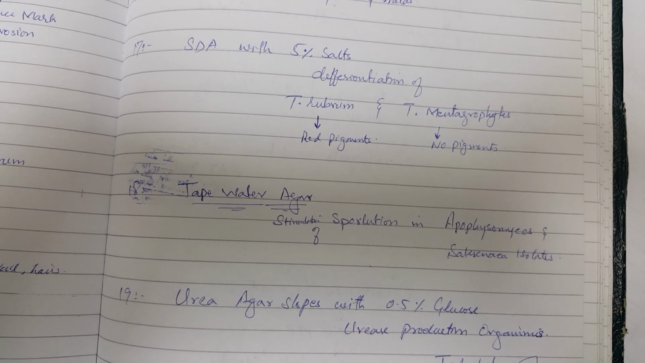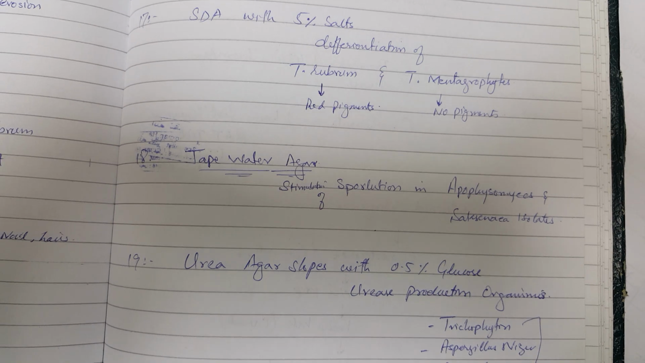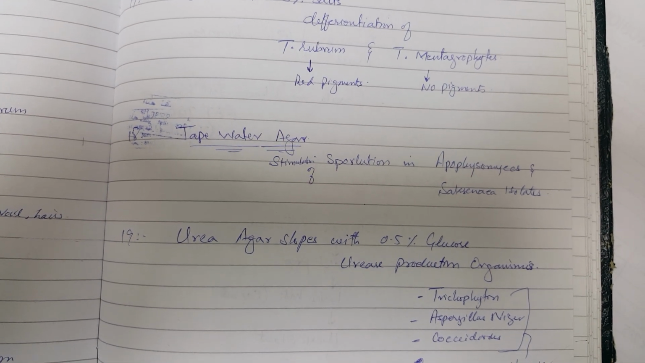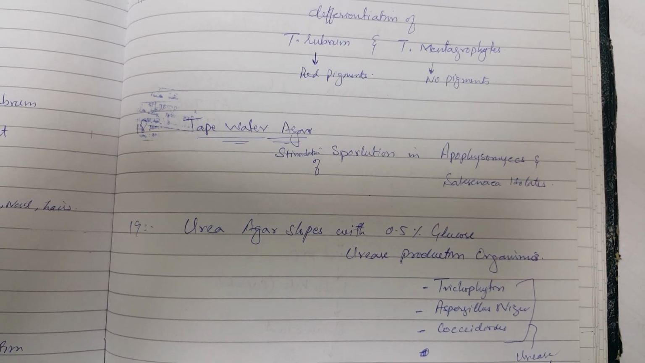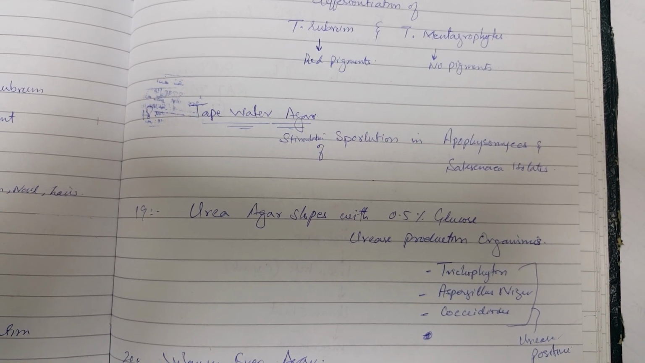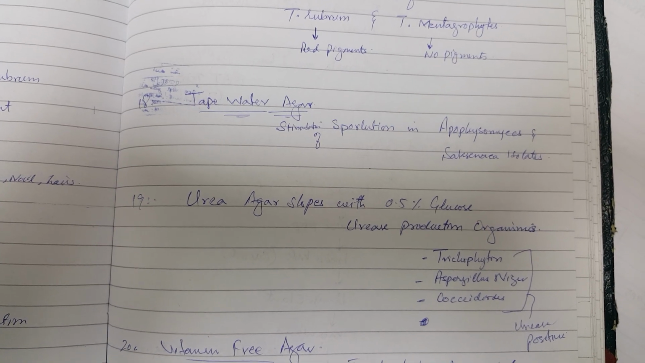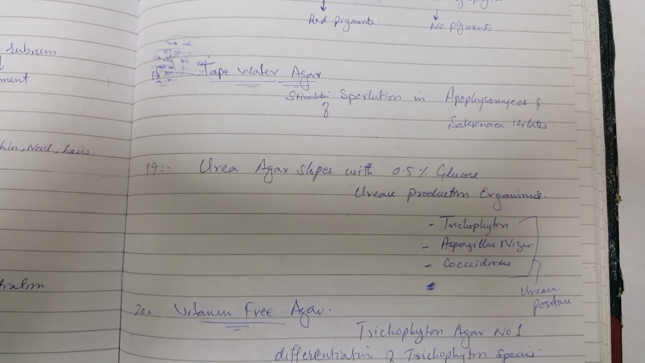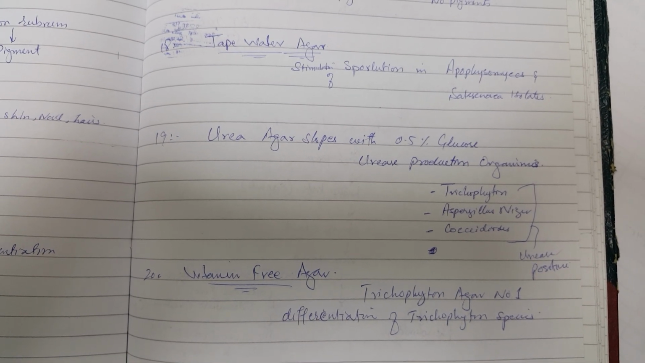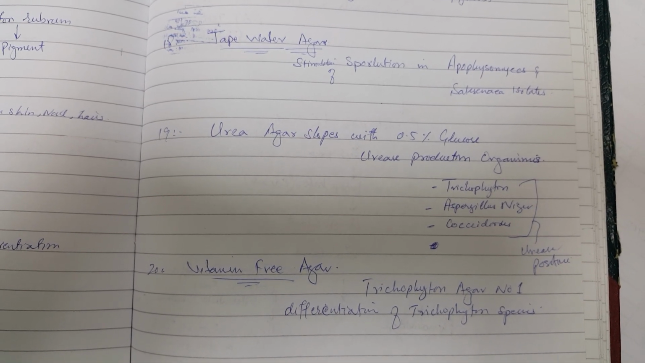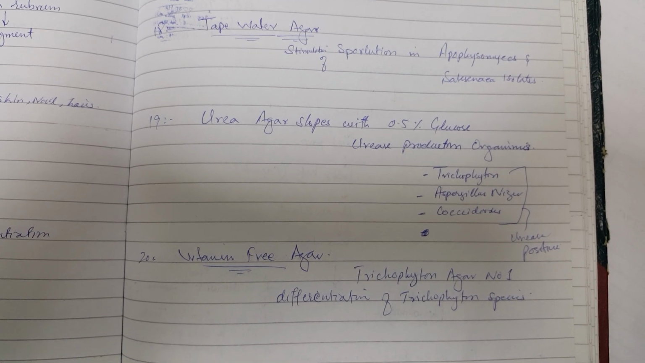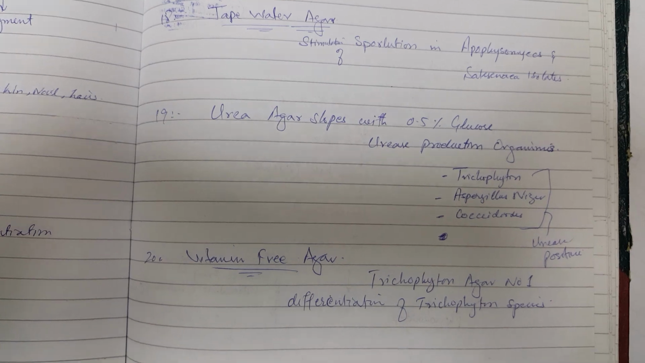Tap water agar is most widely used for stimulating the sporulation in some zygomycetes like Apophysomyces and Saksenaea isolates. And urea agar slope with 0.5% glucose is used to differentiate between urease-producing organisms; Trichophyton, Aspergillus niger and Coccidioides are urea positive. Vitamin free agar, also called Trichophyton agar number 1, is used to differentiate between the Trichophyton species.